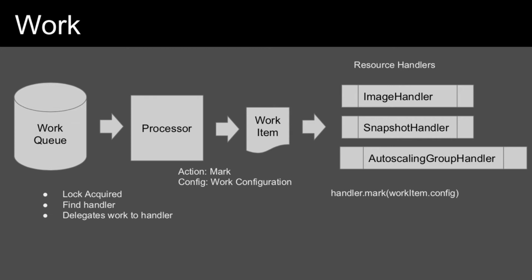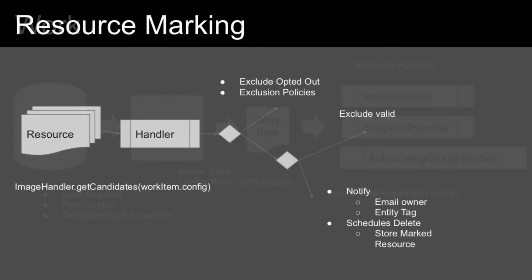But before anything gets processed, a lock is required to make sure that Swabbie instances don't step on each other, so it's used for coordination. Once the lock is acquired though, a suitable handler, in this case let's say an image handler, is found and the work is delegated to it. And finally, that handler calls the requested action. In this case, the action is mark, and the configurations are resource-specific configuration.